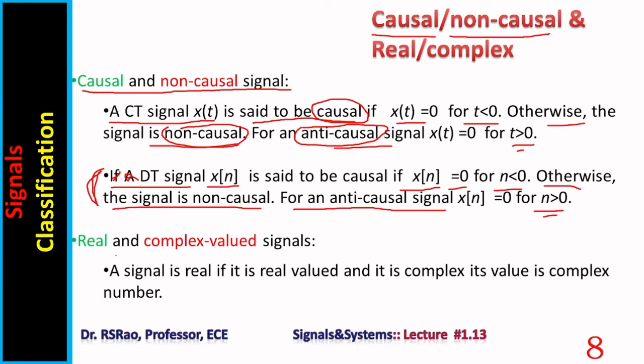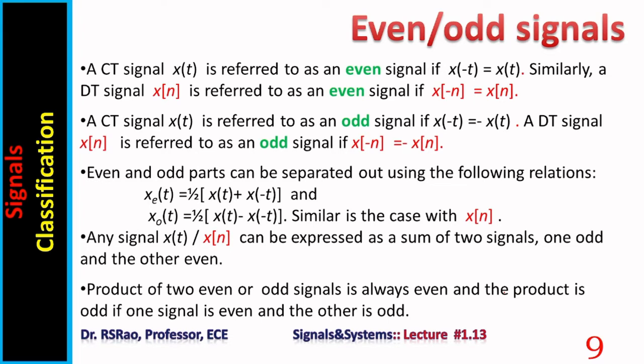Another classification is into real and complex valued signals. A signal is real if it is real valued and it is complex if its value is a complex number. Another classification is into even and odd signals. A CT signal x of t is referred to as an even signal if x of minus t is equal to x of t. Similarly, a DT signal x of n is referred to as an even signal if x of minus n is x of n. So this is the defining statement of an even signal.